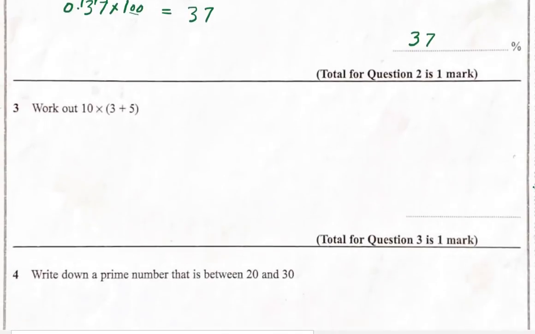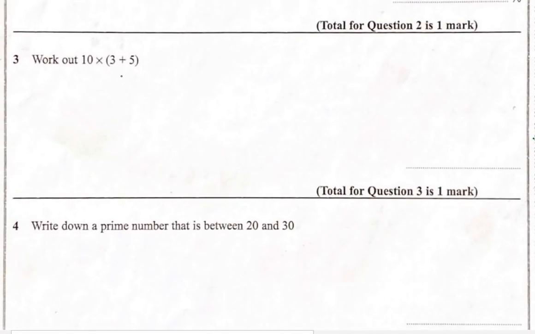Question number 3. You can see here there's a bracket and times. This means we have to use the rule of BIDMAS. You should learn this in Year 5 and 6. It's not hard. First we need to find which one is first. B stands for bracket. So first we need to solve the bracket.